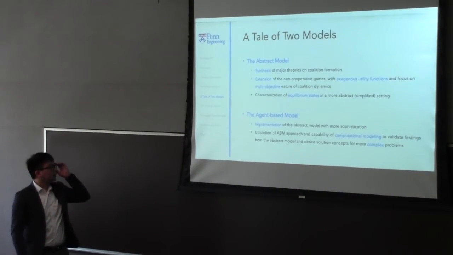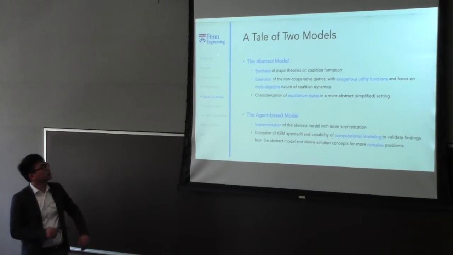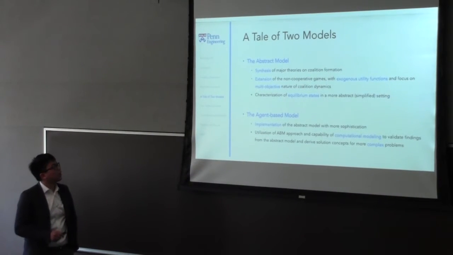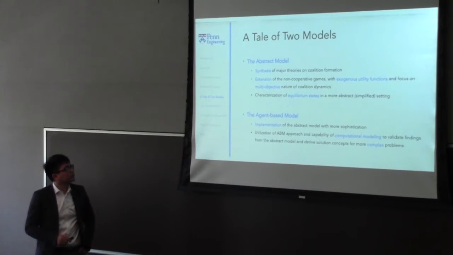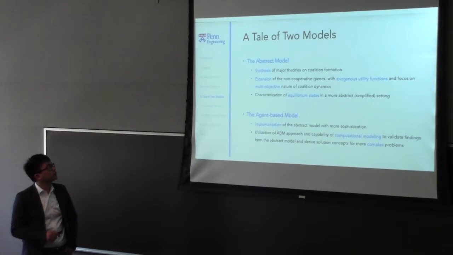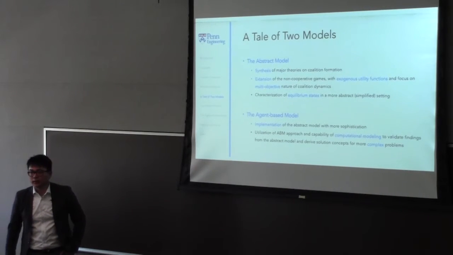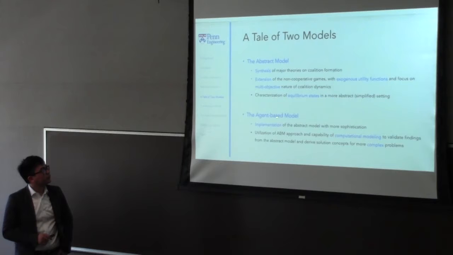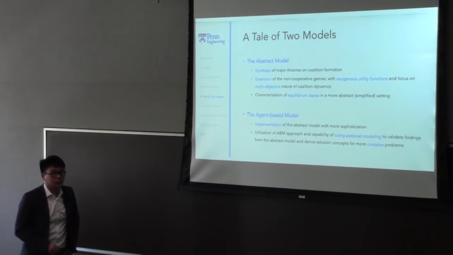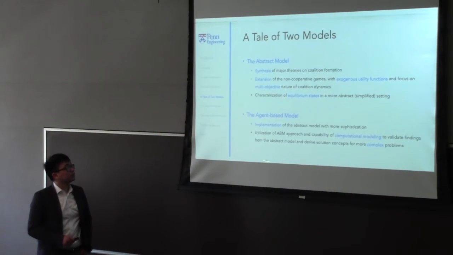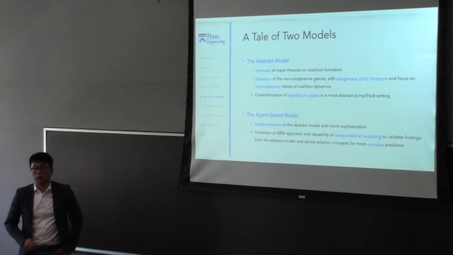So the motivations and basically the goals for the abstract model are to synthesize the major theories on coalition formation, extend the non-cooperative games with exogenous utility functions, and focus on the multi-objective nature of coalition dynamics. We'll also attempt to characterize the equilibrium states in a more abstract, simplified setting. And then on the other hand, in the agent-based model, we try to implement the abstract model with more sophistication. We try to utilize the ABM approach and the capability of computational modeling to validate the findings we have from the abstract model and derive solution concepts for more complex problems.